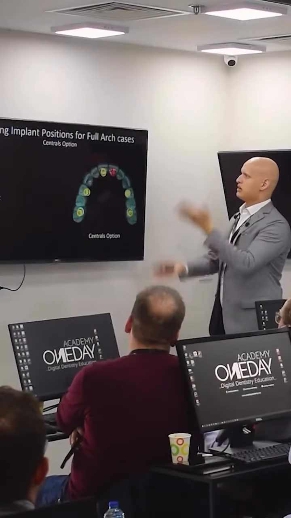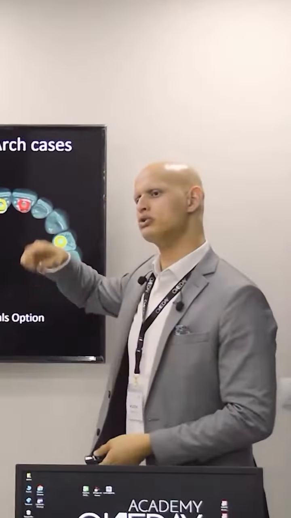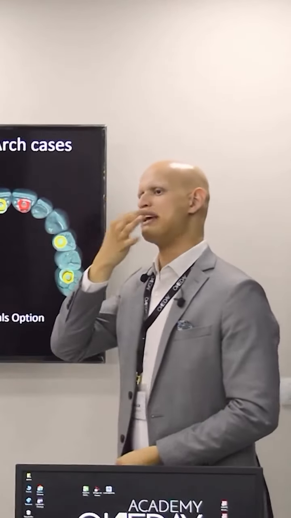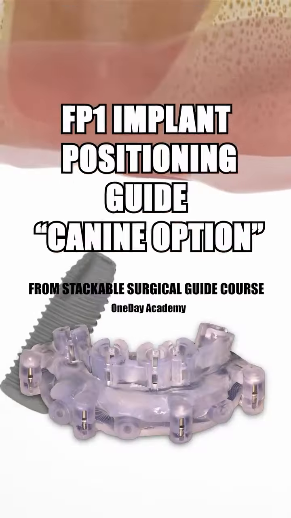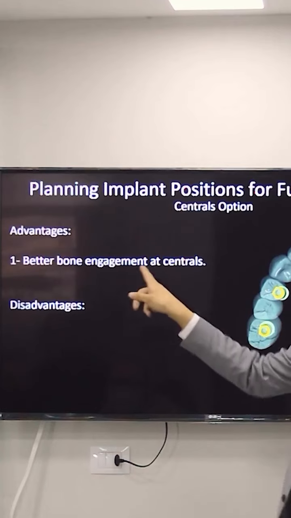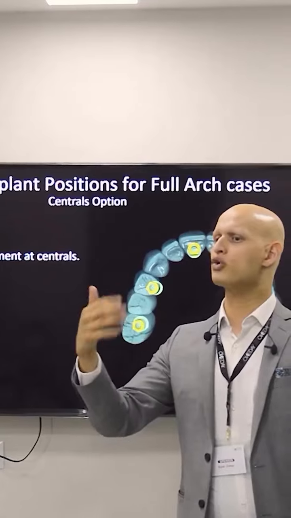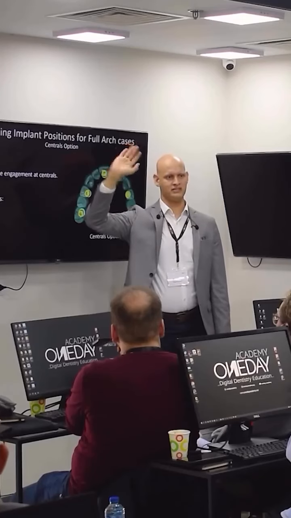Okay, now let's talk about the advantages of placing implants in the centrals, and then we'll talk about the advantages of placing them in the canines. The advantages of placing them in the centrals: number one, you have better bone engagement in the centrals. Why? Because the teeth are smaller, which means that you have more bone to engage. Does that make sense? Yes?